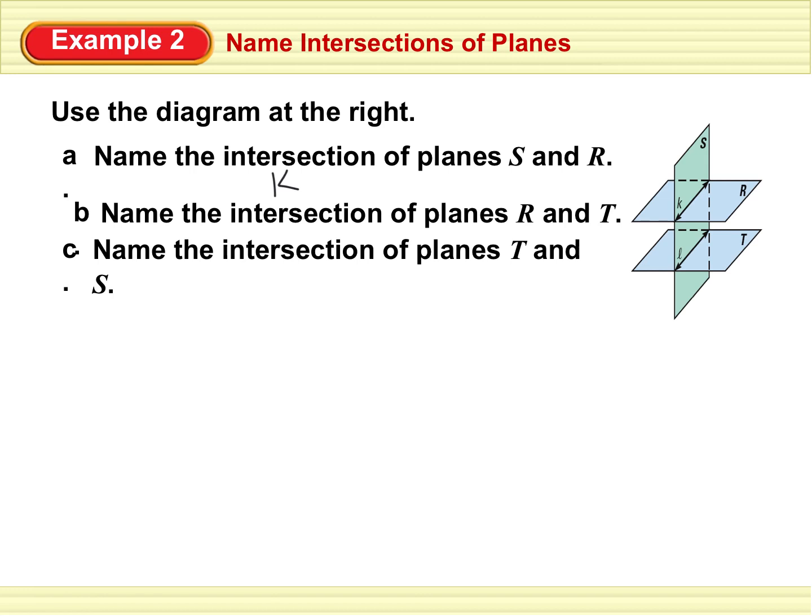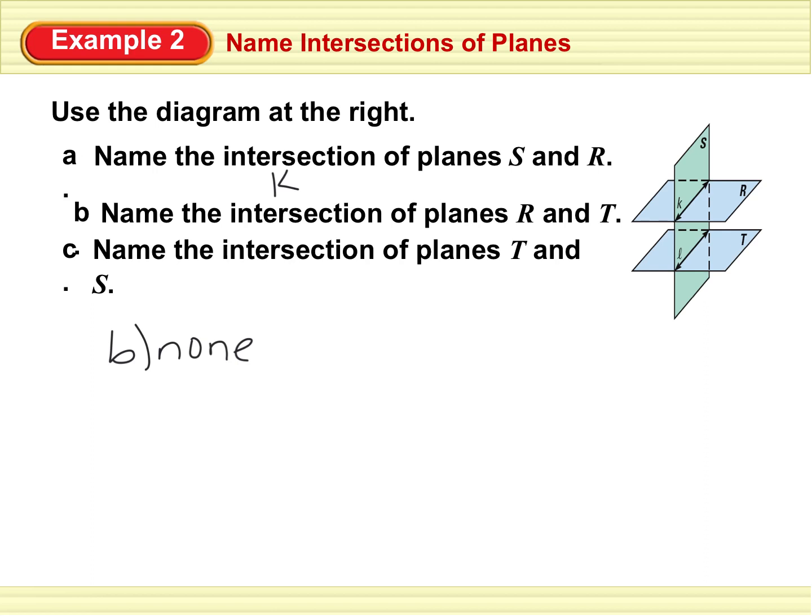Okay, we want to name the intersection of planes R and T. Where's R and T? R is right here, and T is right here. Name the line at which they intersect. Do they intersect? Why? They're parallel. They are parallel. Good. They do not cross. They are parallel.